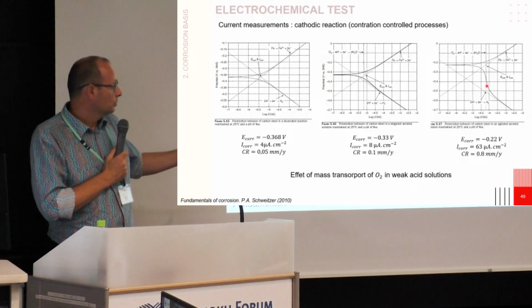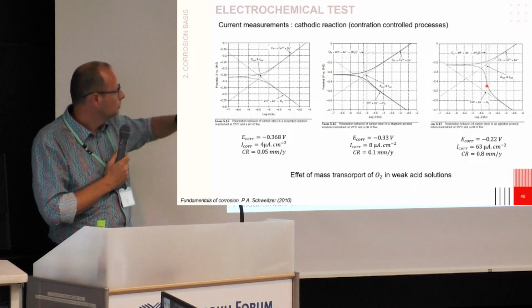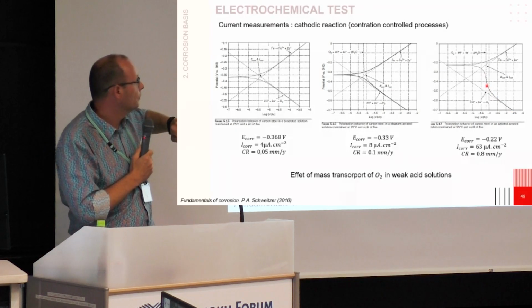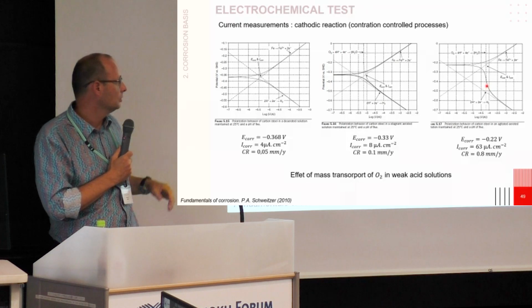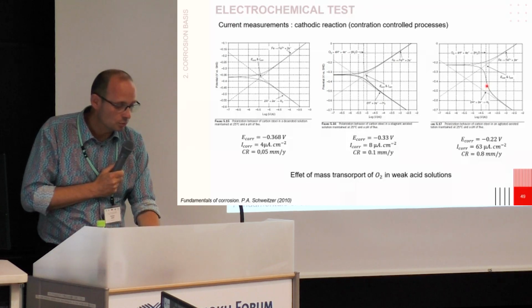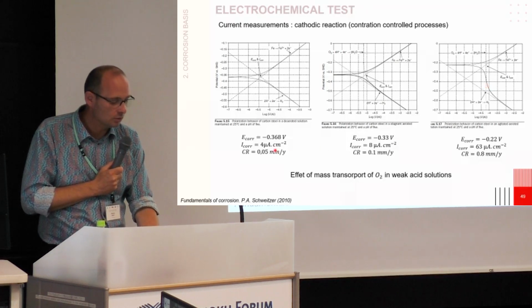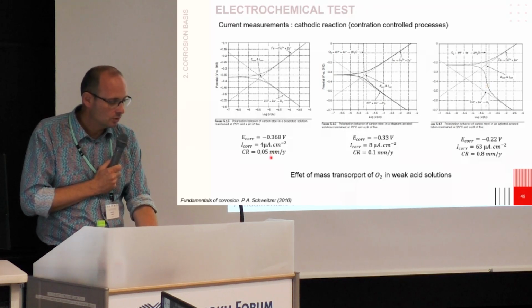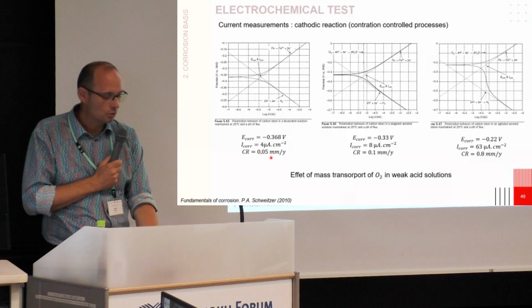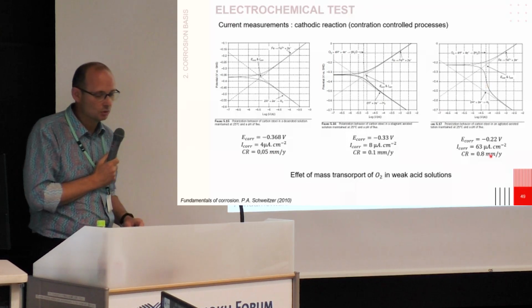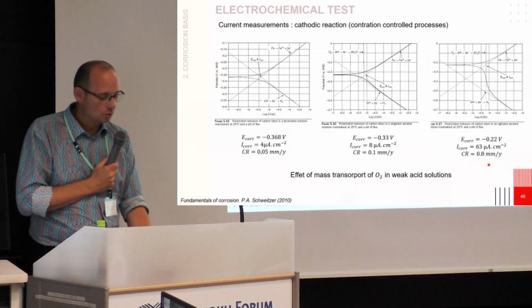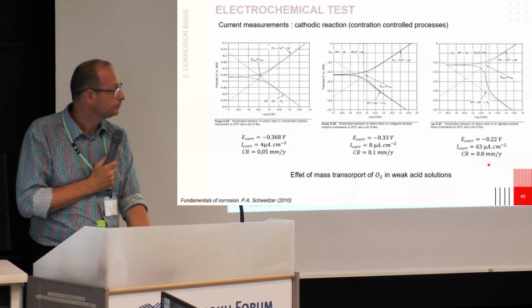So oxygen contributes to the drawing of these curves. I know if there is a lot of oxygen or not in the solution, but it also contributes to the kinetics of the dissolution. For example, here I have almost no oxygen. The corrosion rate is quite low. If I'm increasing the oxygen concentration, the corrosion rate becomes higher.